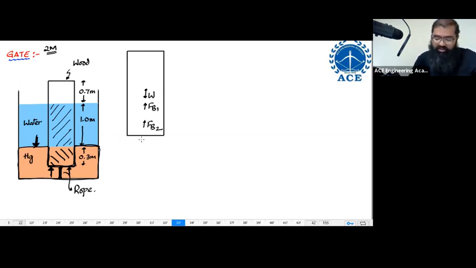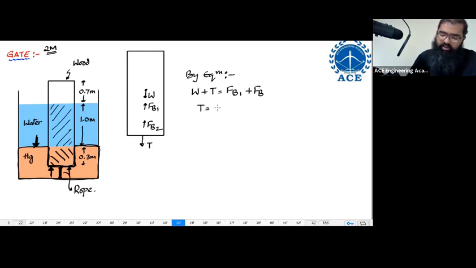Chaliye, enough discussion on this. There is going to be a certain tension in this particular direction. So I can write over here by equilibrium, the value of downward thrusts, that is W plus tension, has to be equal to FB1 plus FB2. I want tension, therefore tension is equal to FB1 plus FB2 minus weight of the wood over here.